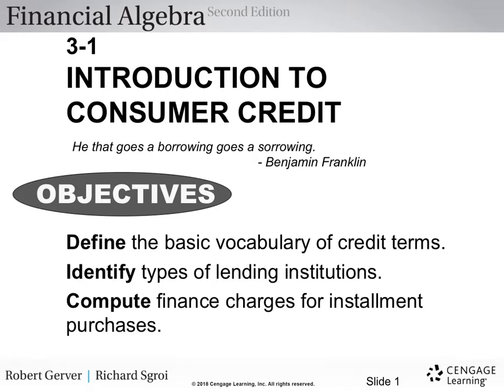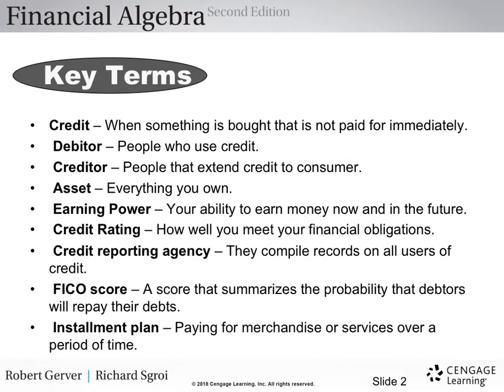Our objectives in this lesson are going to be to define the basic vocabulary of credit terms, to identify types of lending institutions, and to compute finance charges for installment purchases. Now, we have a number of key terms here that we need to define. First of these is credit. This is when something is bought that is not paid for immediately, okay?